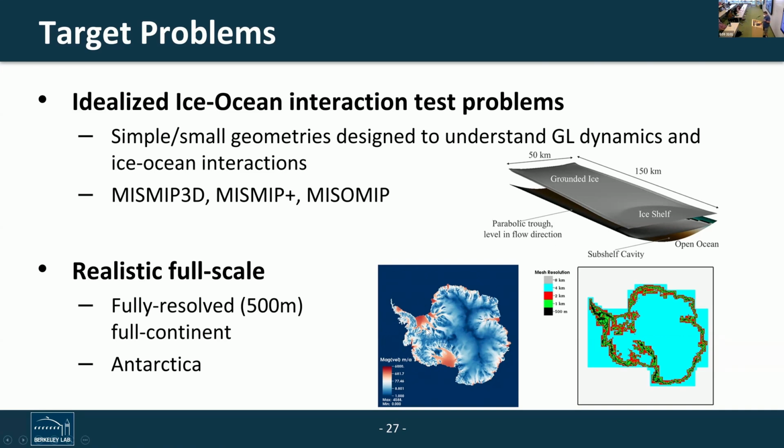And this is full Antarctica. This is resolved down to 500 meters. This is what our meshes look like. And you can see that this is why AMR is so great: we're only refining down to 500 meters in a very, very small set. You can't even see where we're refining down to 500 meters. It's like 1% of the domain, but it's crucial to getting the dynamics right.